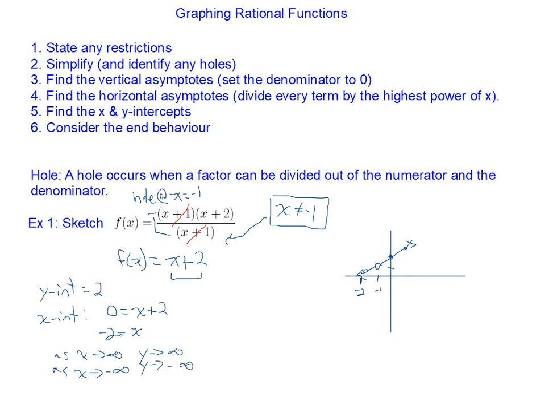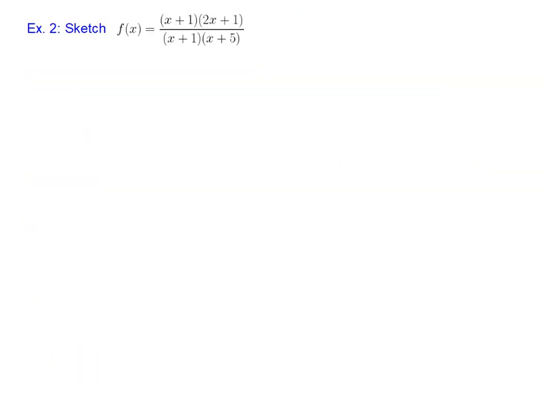All right, so let's move on to a more challenging example, one that doesn't turn into a straight line when we simplify things. So here's a function right here, similar in nature, I guess. Let's go ahead and state the restrictions. We want to look at the denominator and what values of x are going to make that denominator equal to 0. So x cannot equal -1 and x cannot equal -5. So those are our restrictions. And now we can go ahead and simplify things.